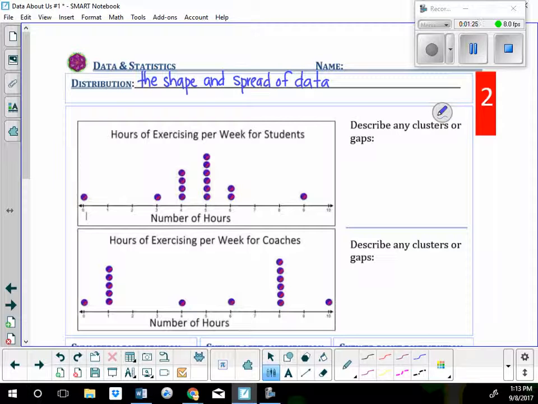So let's talk about some of the words that we used in our warm-up today. I'd like to start by identifying the minimum and the maximum. Tyler, what is our minimum? 0. Yeah, that's our minimum. That is our smallest value.